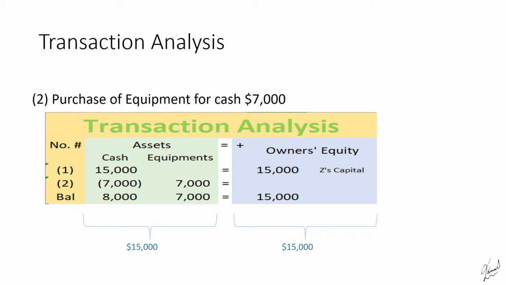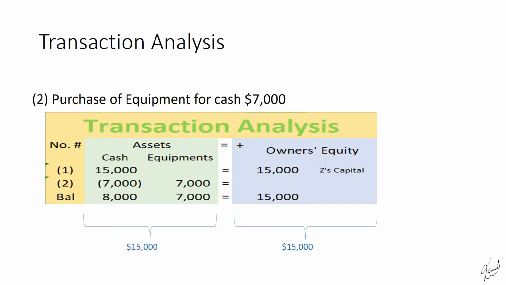Second transaction is purchase of equipment for cash. So let's try to analyze this transaction. What are the accounts that are involved? First of all, as you can see, cash is affected, so cash is going to be outflowed. Therefore, under the cash column we have deducted 7,000 from the previous cash balance. At the same time, equipment is increased by the same amount, 7,000. So we have put a new column under asset and we have added 7,000 under the equipment column.